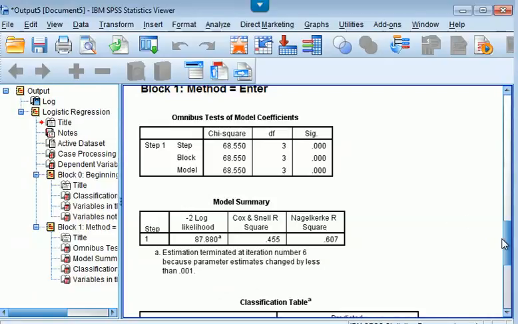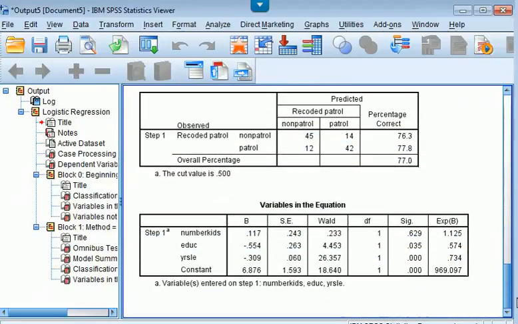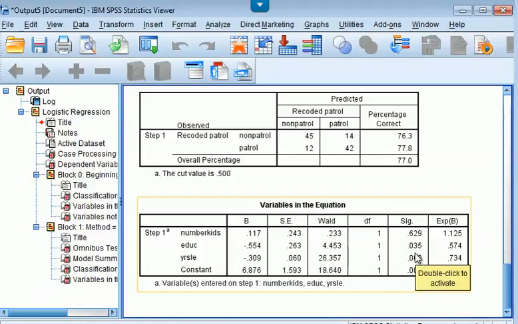Question 9 asks you to determine which variable or variables are significant. So you're going to come down to the variables in the equation model. Again, you're going to look at the significance here, and you will see education and years law enforcement are significant because the significance levels are less than 0.05. Number of kids is non-significant. It asks you to interpret these significant relationships as well. So with education, it's negative. So as education increases, the likelihood you're on patrol decreases. And then as years in law enforcement increases, because it's also negative, the likelihood of being on patrol decreases as well.